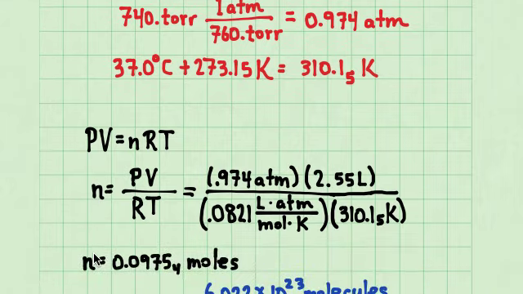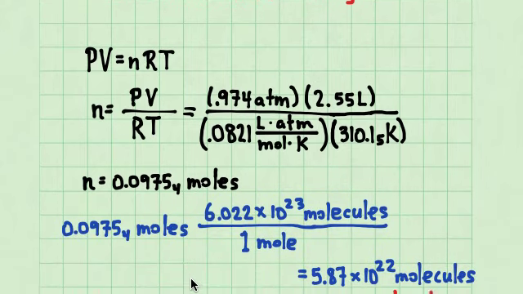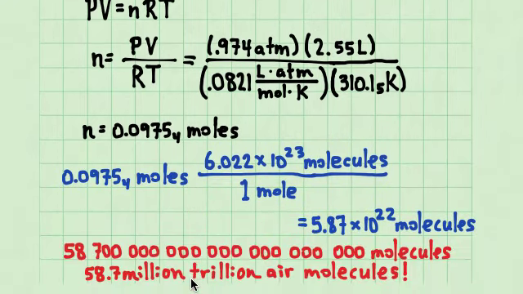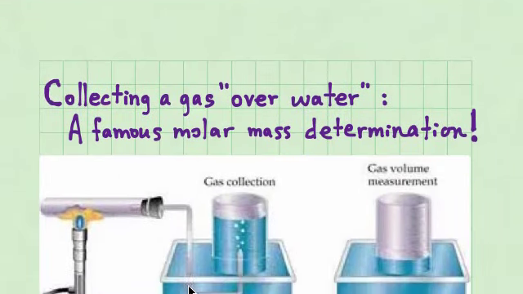Anyways, that comes out to 0.0975-ish. Sometimes I subscript the last number to say it's not significant, but I'm not going to round till the very end. And those moles convert to molecules of air. I think it's about 58.7 million trillion air molecules. That's just unbelievable how small those particles are, and how fast they're moving. We'll learn that later.